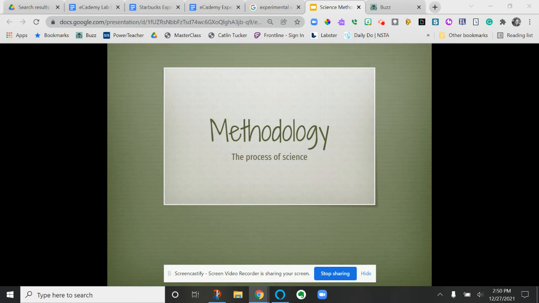Today we are going to talk about the process of science or methodology. Knowing how science works is much more important than memorizing scientific facts. So let's dive into a strategy that will give us practice in thinking like a scientist and understanding the process.